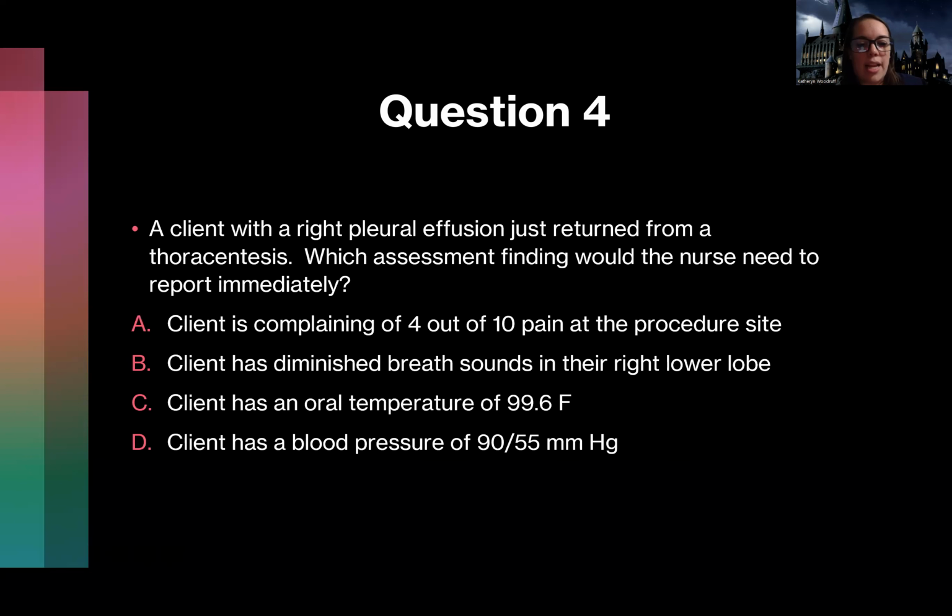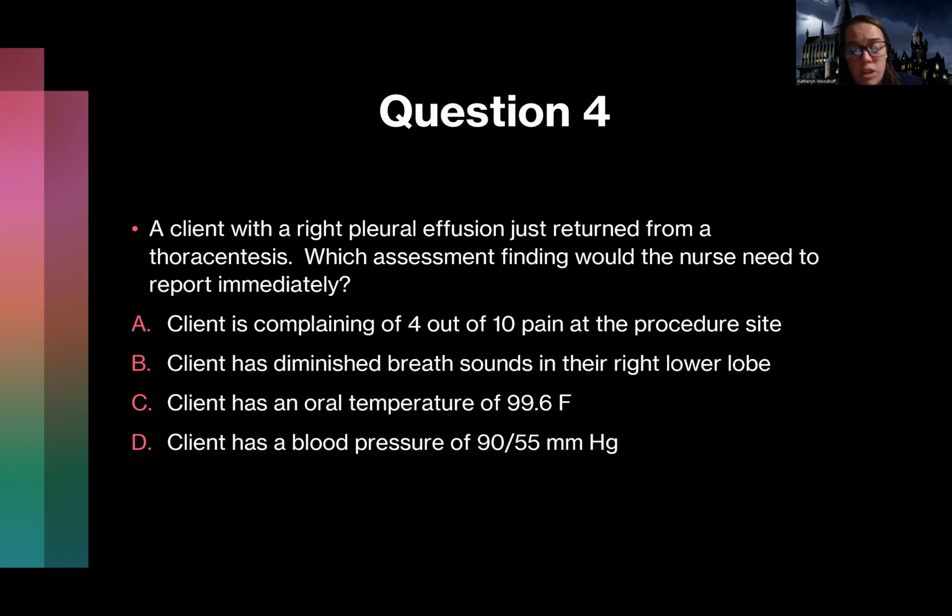My last choice is client has a blood pressure of 90/55. This is the only one that really sounds concerning to me. If I know anything about thoracentesis, they're taking fluid off of the patient's lung, and because of that fluid loss, they can have hypotension. It's a common complication, but we definitely need to do something about it. So the correct answer here is D, that low blood pressure, because I need to report that immediately.